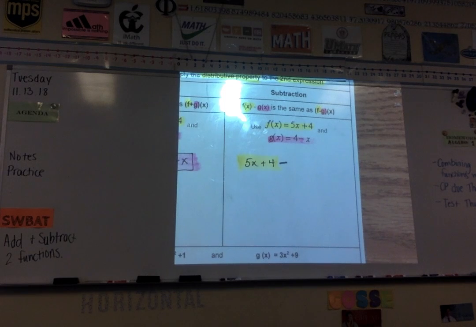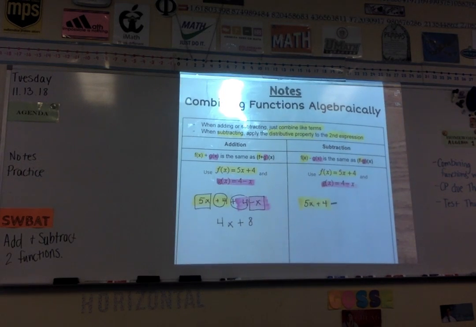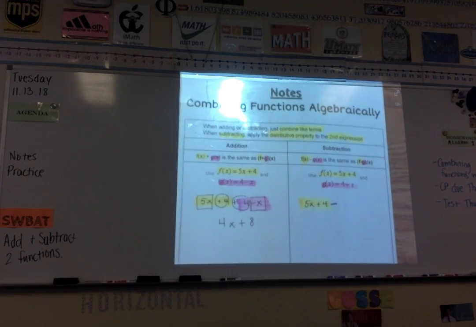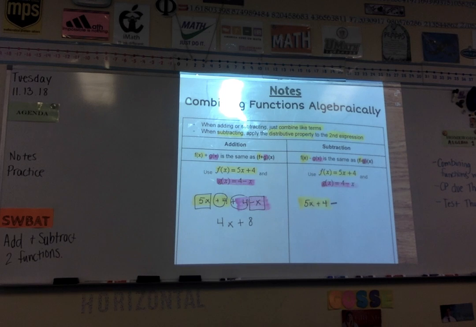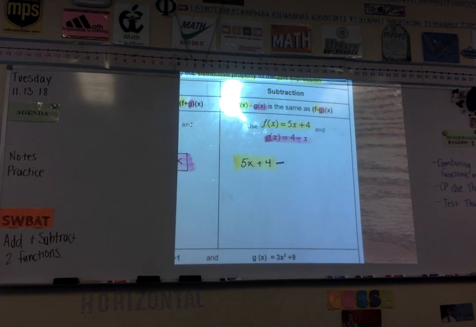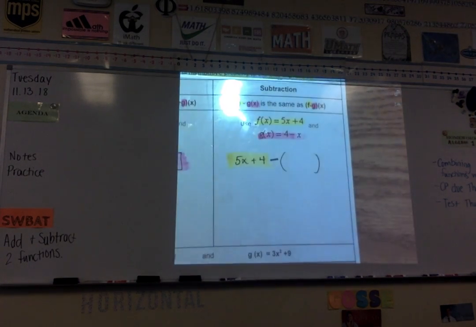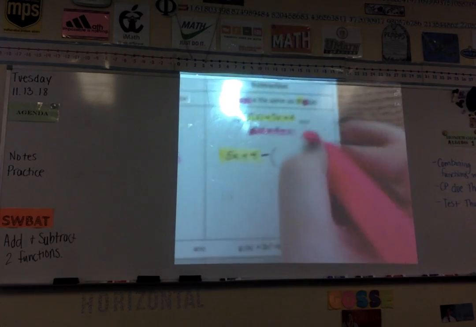Before I write in g of x, if we look back up to what we highlighted, it says, when subtracting, apply the distributive property to the second expression. If I'm going to apply the distributive property to the second expression, what needs to be around that expression? Parentheses. So I'm going to put parentheses first, and I'm going to highlight inside.